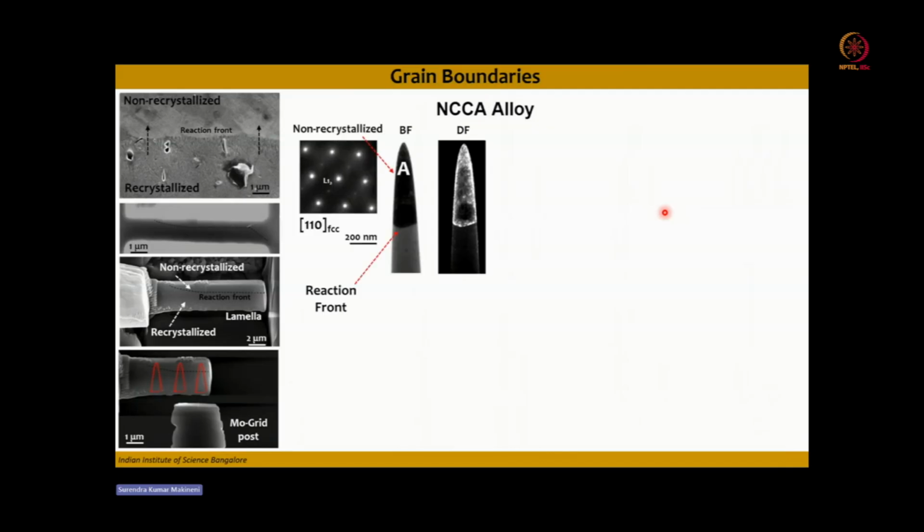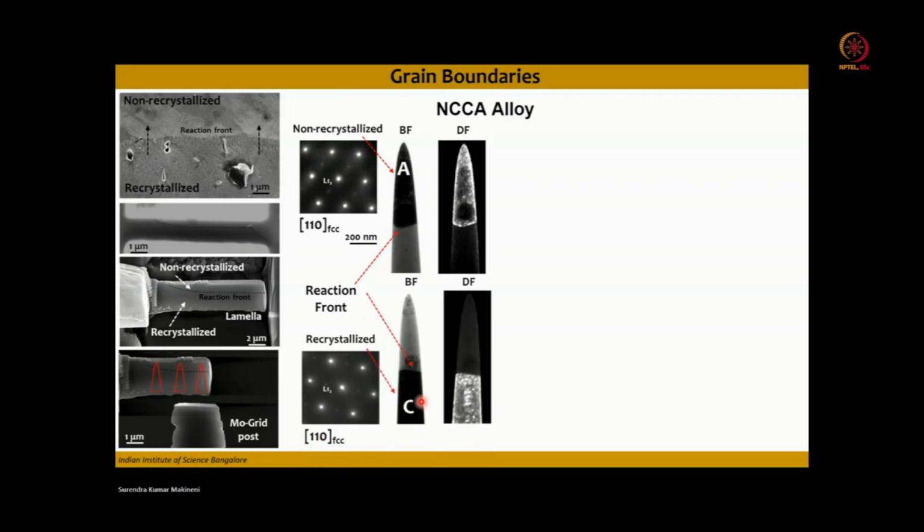Here he is showing a bright field and a dark field image from the reaction front. You can see that the bright field image contains A grain and B grain. If you orient the A grain to a zone axis, you can see that the B grain is out of zone axis. It shows that we have captured the reaction front with different zone axis values. Now in the A grain, if you take the diffraction pattern, you can see the appearance of L12 spots. Similarly, for the grain at C, you can see the appearance of L12 spots, at a different orientation.